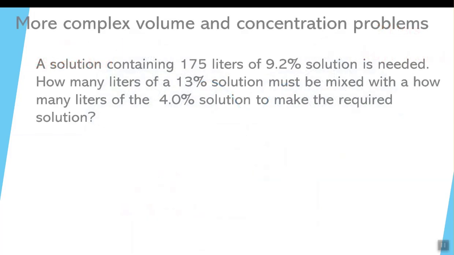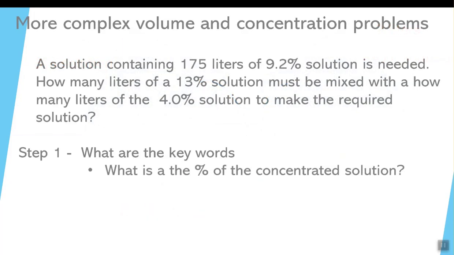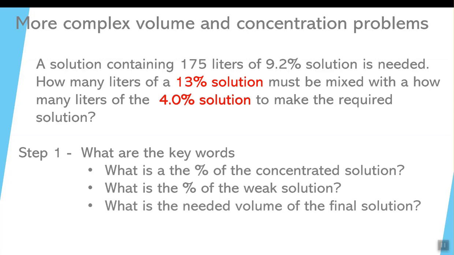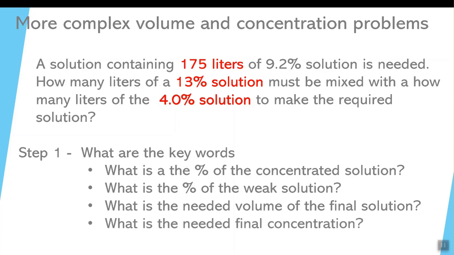Now, looking at the information that you see here, what are the key words? Well, starting off, what's the percentage of the concentrated solution? We identified that already, 13%. What's the percentage of the weak solution? We already identified that, 4%. What's the target? Well, the needed volume is 175 liters, and the needed concentration is 9.2. Now remember, we know already that because our target 9.2 is higher than halfway between 13 and 4%, which would be 8.5, we know that we're going to need more of the 13% solution and less of the 4% solution. Well, let's find out exactly how much we need.